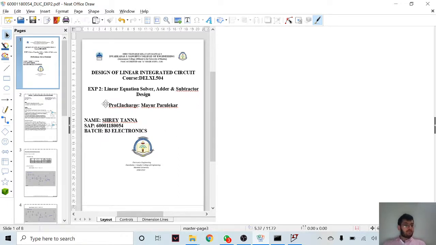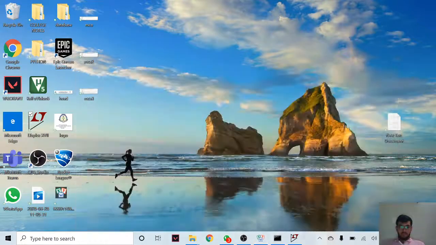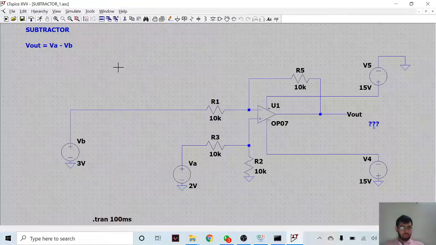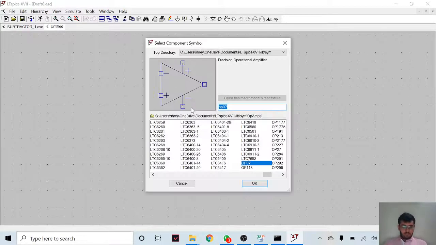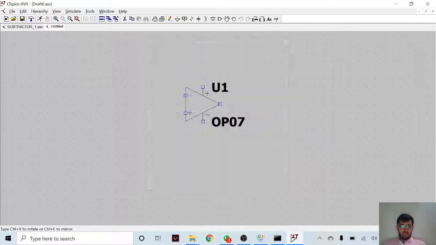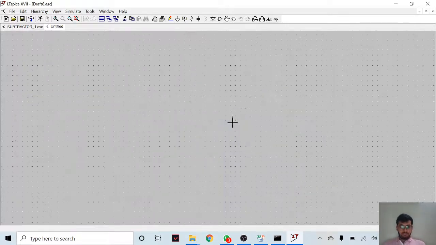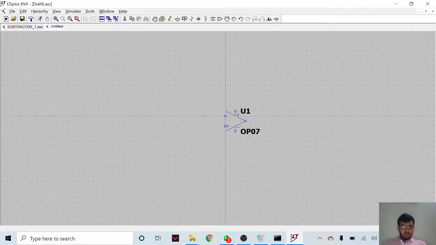And today in this experiment, I'm going to explain about linear equation solver, adder, and subtractor design using operational amplifier using LTspice software. So we'll be creating a new file. We'll be using OP07 as an operational amplifier. We'll be using different resistors, and in this case, we'll be using resistors of 10 kilo ohms each.